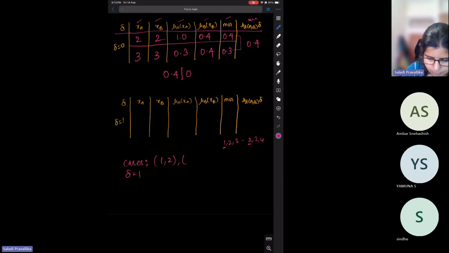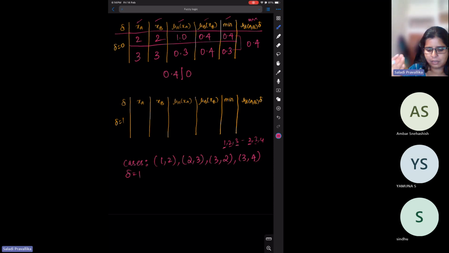Okay, that is one case. Another case is going to be 2 and 3, right? And the other case is going to be 3 and 2. Any other cases? We can also write 4 and 3, and 4.